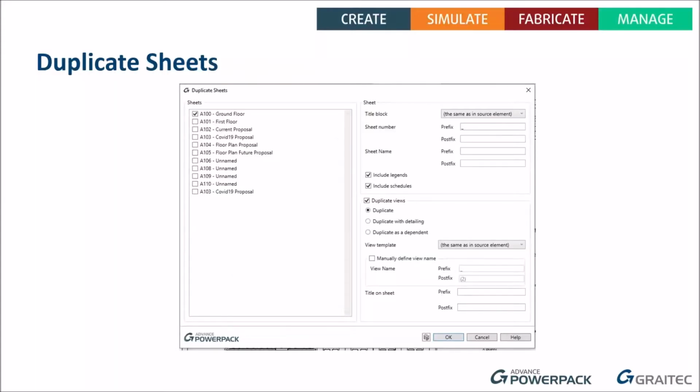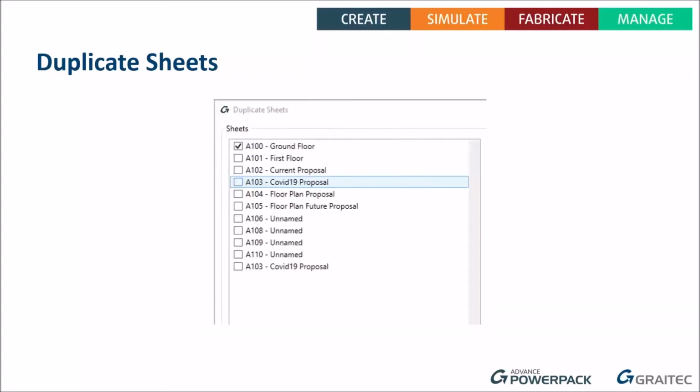Okay, so the duplicate sheets command, when we launch it, is made up of 3 main areas. The first area is the sheets that you wish to duplicate. This will give you a list of all of the sheets that exist in this current project, and we can select one or more sheets to duplicate. So basically we can set now all the sheets that we actually want to duplicate.